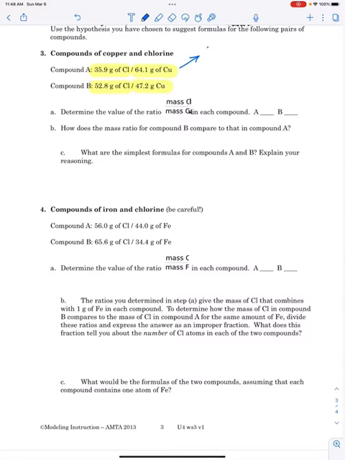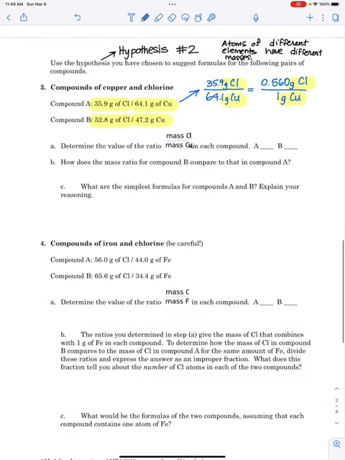We'll do 35.9 grams chlorine divided by 64.1 grams copper. If I do this math with a calculator, I get 0.560 grams of chlorine for every 1 gram of copper. And I'm going to highlight these units here because these units are the same on top and bottom. So if I simplify this mass ratio, for every 1 gram of copper, there's 0.56 grams of chlorine.